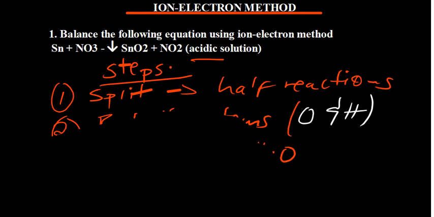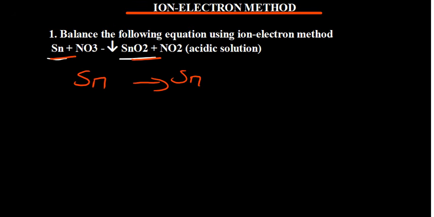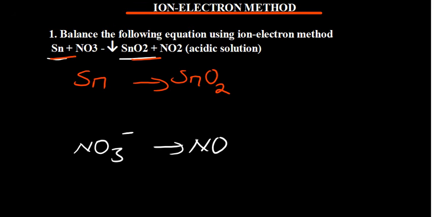Okay, so let's try to see these steps in the actual work. Step 1, we need to split into the half reactions. So we have Sn is equal to, so that is the first half reaction that we have. The second half reaction that we have is NO3 minus giving us nitrogen dioxide.